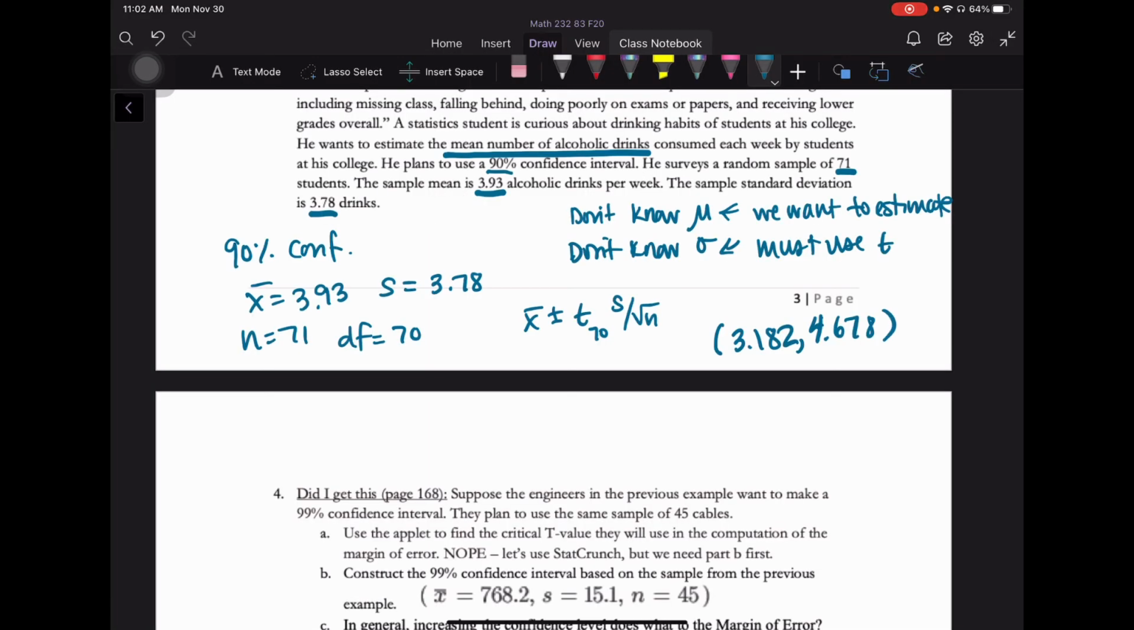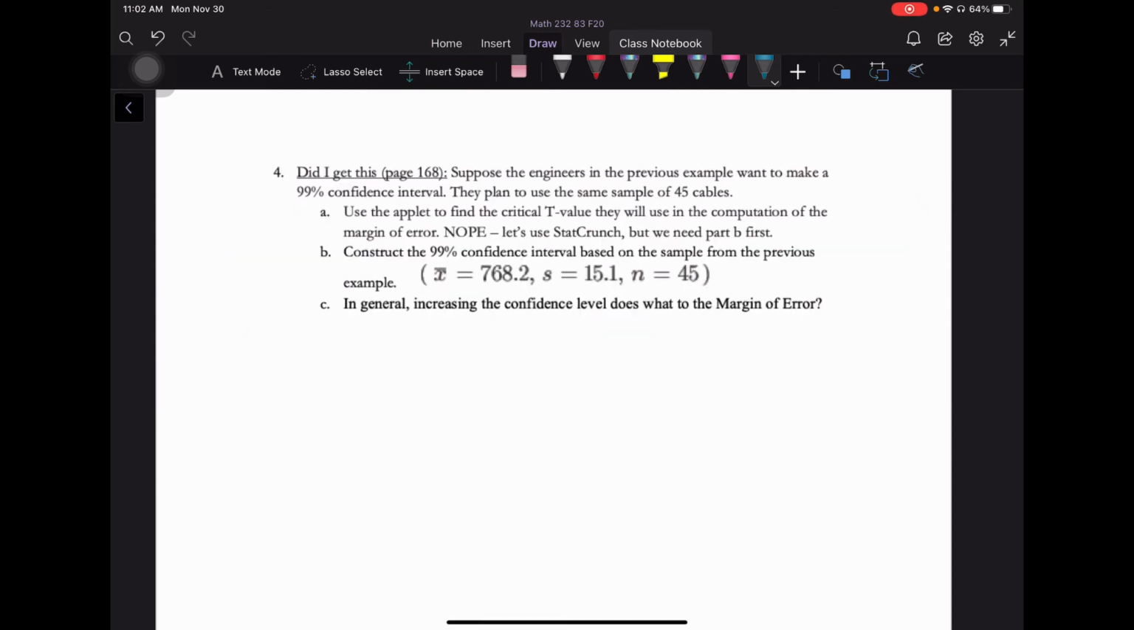I'm not going to write it out, but if I was to interpret this in context, I would say we are 90% confident that the interval 3.182 to 4.678 captures mu, the true mean number of alcoholic drinks consumed each week by students at this college. Okay? Did I get this?